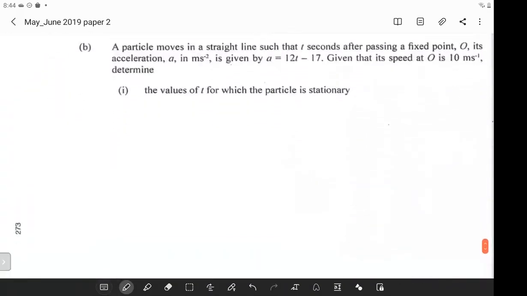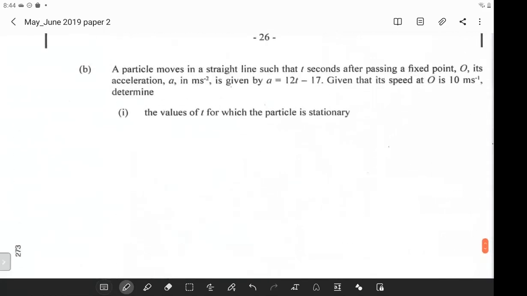Now part B, which is the last part, tells us a particle moves in a straight line such that t seconds after passing a fixed origin O, or fixed point O, its acceleration a in meters per second squared is given by a equals 12t minus 17. So that's our acceleration. Given that its speed is 10 meters per second at the origin, determine the values of t for which the particle is stationary.